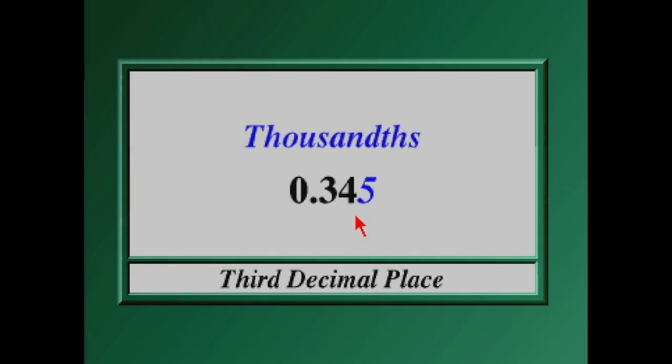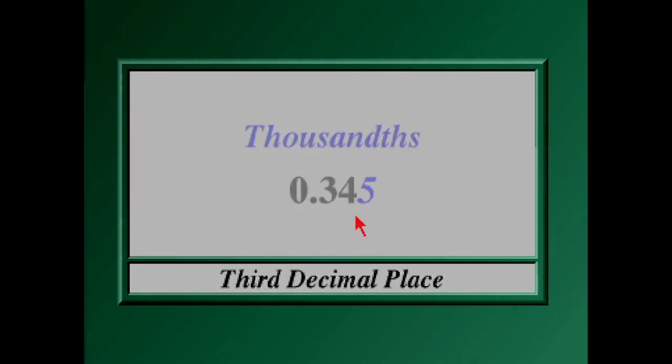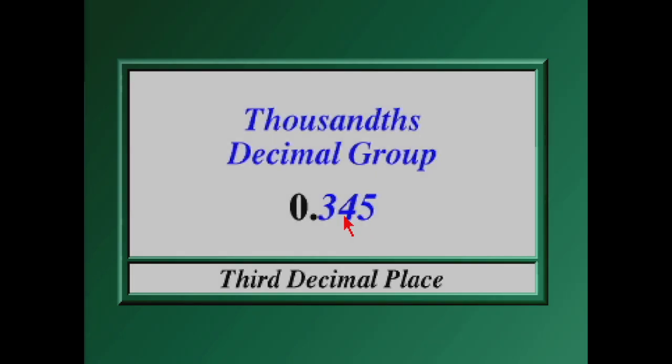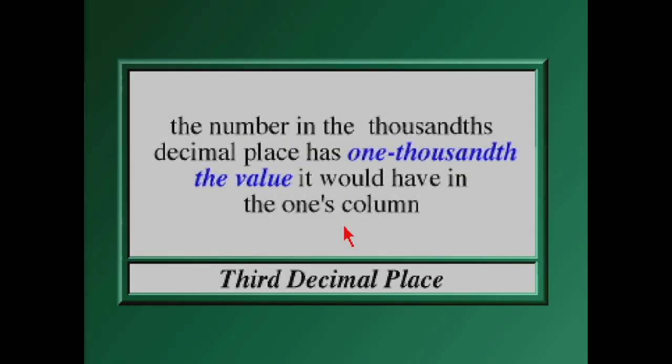The third place to the right of the decimal point is called the thousandths decimal place. The first group of 3 places to the right of the decimal point is called the thousandths decimal group. The number in the thousandths group has 1/1000th the value it would have in the ones column.